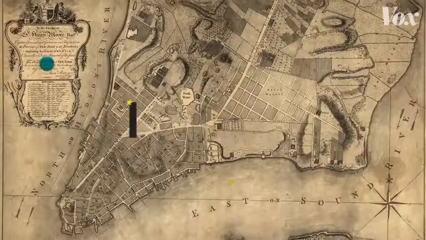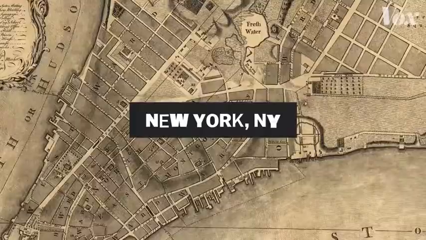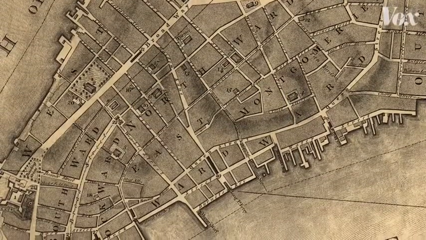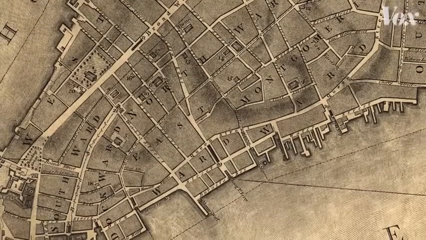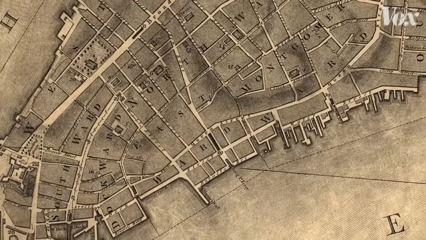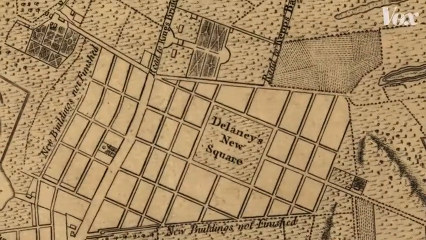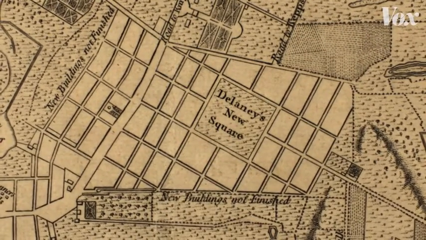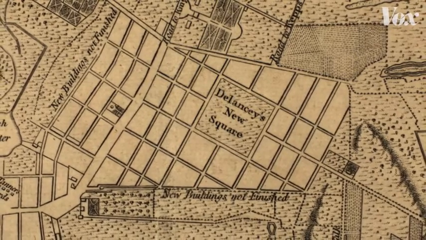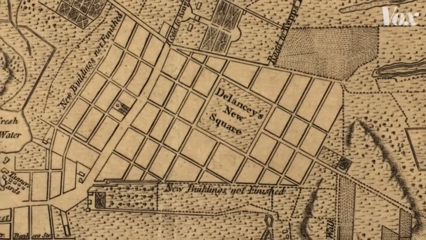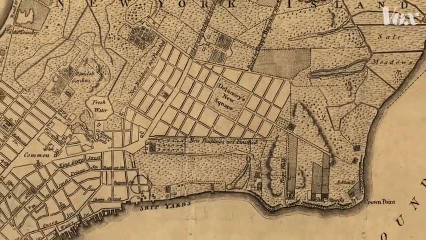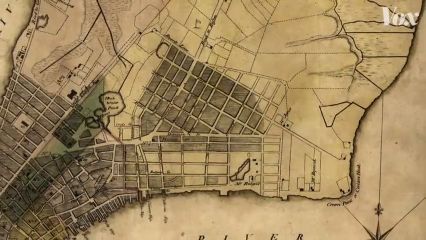This 1767 map shows the chaotic curved streets and irregularities that marked the nearly 150 years of European settlement. What little order that had developed was largely private and subject to frequent change. This 1776 map shows a planned grid with a large square. That square belonged to the Delancey estate. Because the prominent New York family supported the British during the Revolutionary War, the city confiscated their land after the war. This 1789 map shows what happened to their planned square.